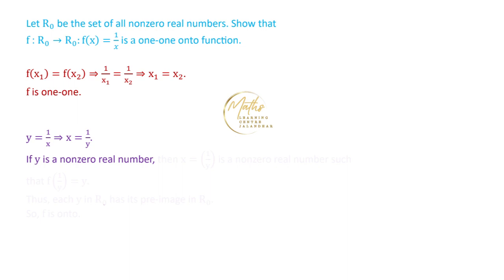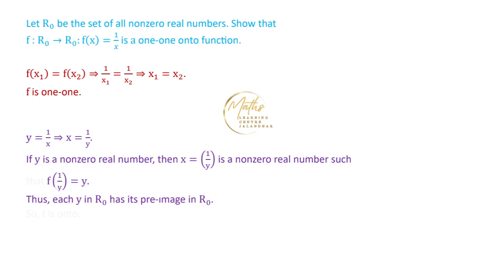So we are saying that if y is a non-zero real number, then clearly x is equal to 1 by y is a non-zero real number, such that we have f of 1 by y equal to y. So what this means is that for each y that is a non-zero real number, it has its pre-image as a non-zero real number. It means every element of the codomain has a pre-image, and this proves that the function f is an onto function.